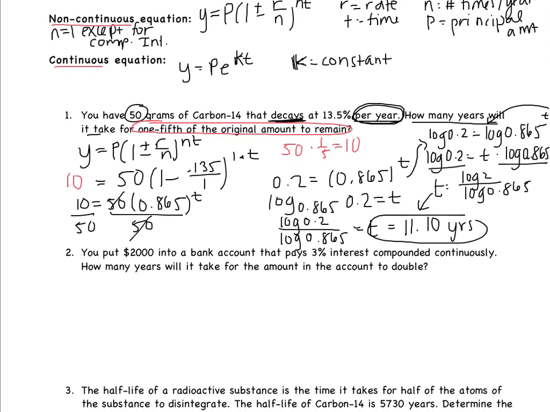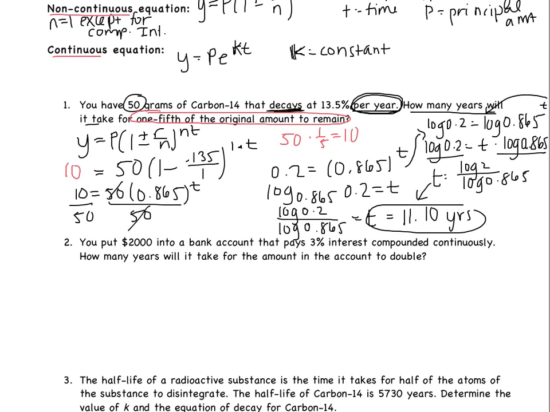Okay, so let's try example 2. It says you put $2,000 into a bank account that pays 3% interest compounded continuously. How many years will it take for the amount in the account to double? Okay, so first thing, is this continuous or not? Well, it says compounded continuously. So I'm going to use the continuous interest equation, so what we did last video. So that's the y equals p e to the r t.